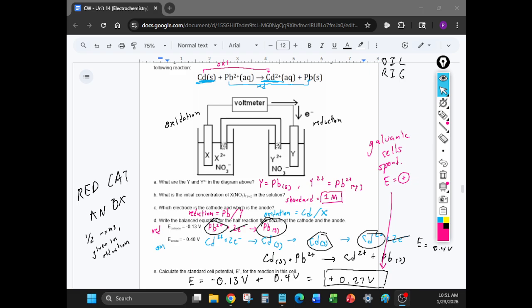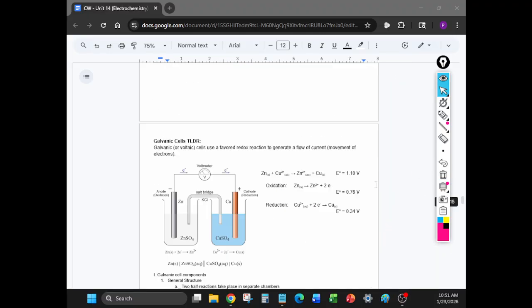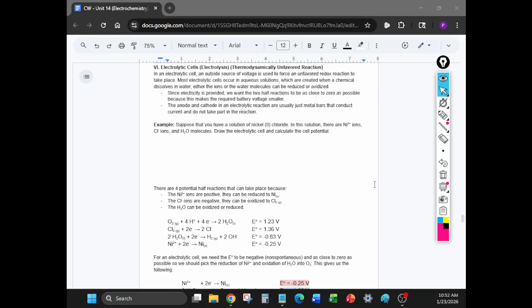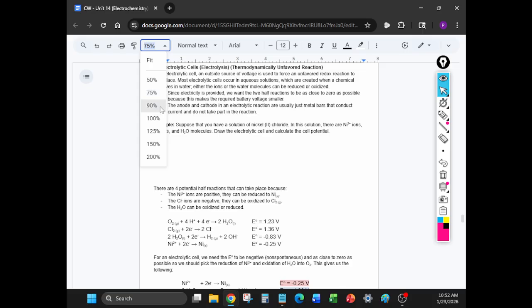Alrighty, guys. So that is galvanic cells. Now we're going to move on to the other type of cell that is talked about in this unit. It's not as common, but there are a lot of questions about this type of cell as well. Alright, so the other type of cell that we're going to talk about are called electrolytic cells.